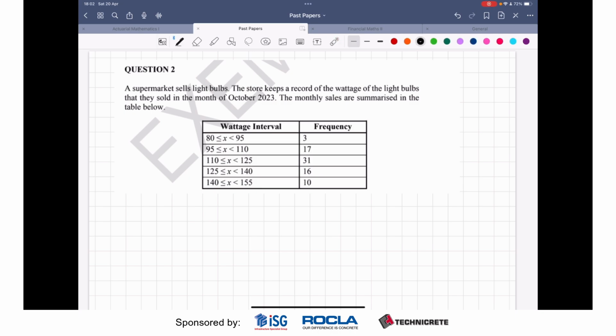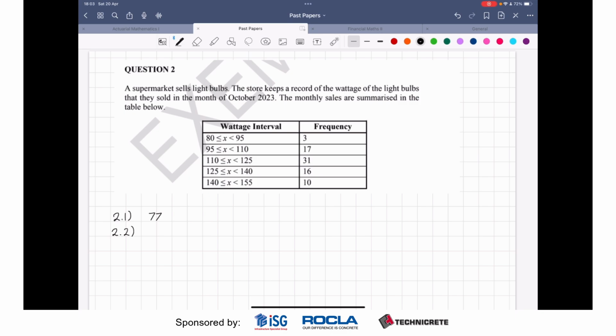Right, then we have some questions. So 2.1: How many light bulbs were sold in the month of October? For that, we just sum up all of the different frequencies of the types of light bulbs that were sold. And we get that to be 77.